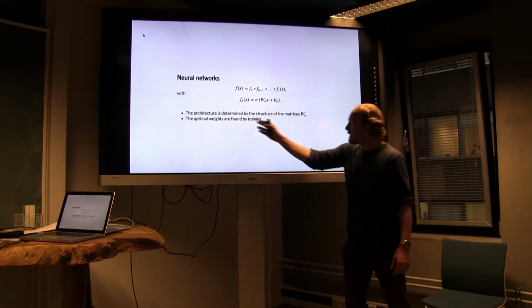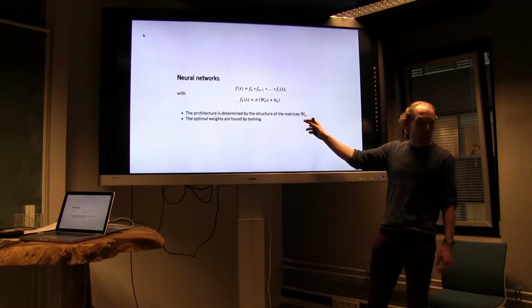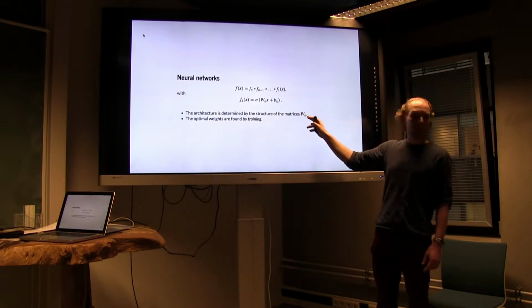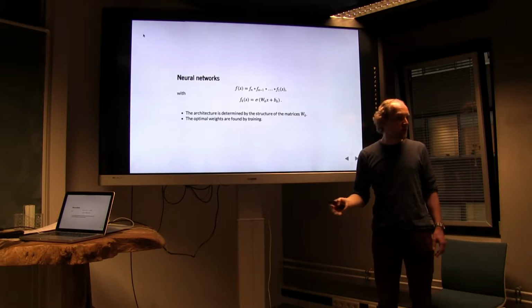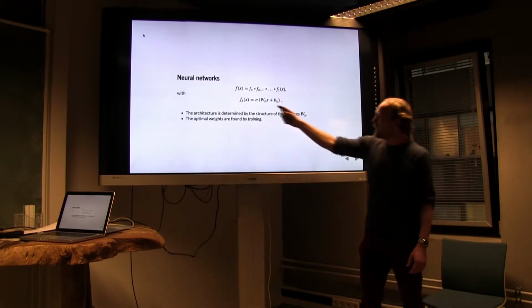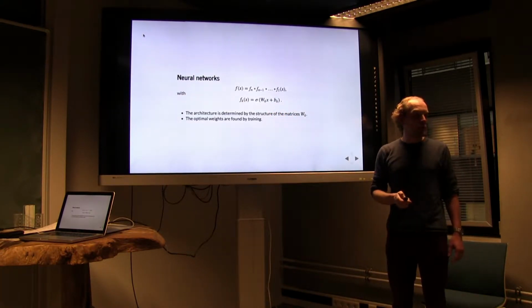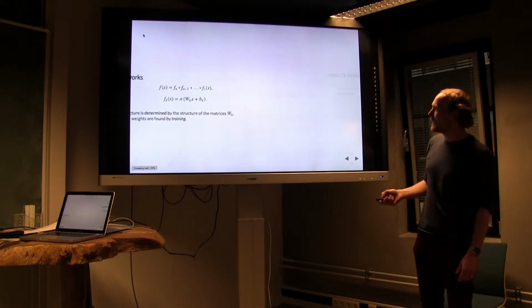And then the network architecture, right? The connectedness of the layers is determined by the structure of these matrices W. And then the optimal weights, so the entries in the matrices and the entries in the vectors, are again found by what we call training, but in fact is solving an optimization problem that would fit the output of my function to the training data. Okay. If there's any questions in between, please feel free to interrupt me.